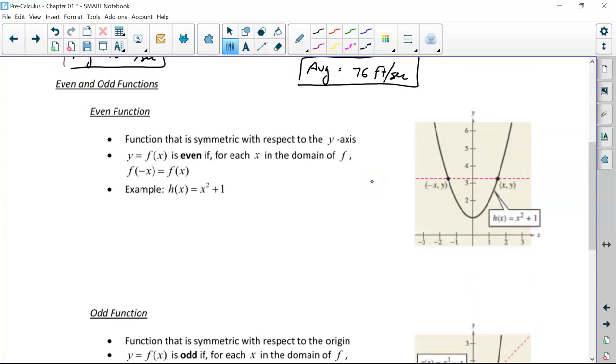So once again, what we're going to do is put negative x in place of x and make sure that the functions are equal. So h of negative x equals negative x squared plus 1. So h of negative x equals x squared plus 1. h of negative x equals, and that's the same as h of x, so it equals h of x. When that's the case, it's an even function.